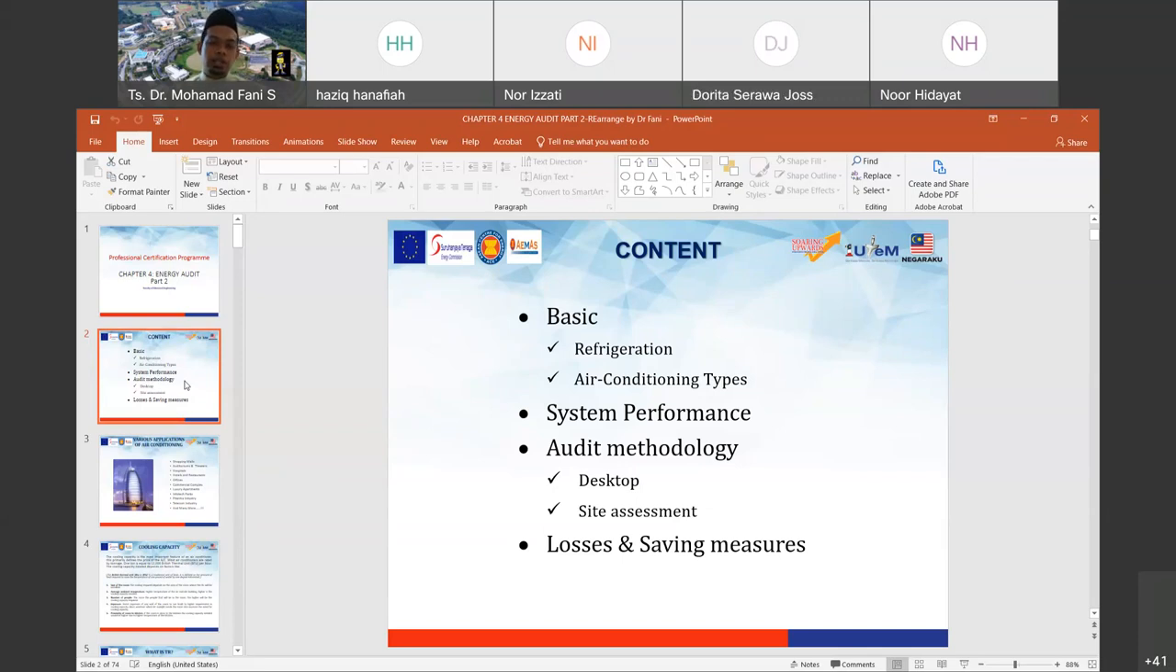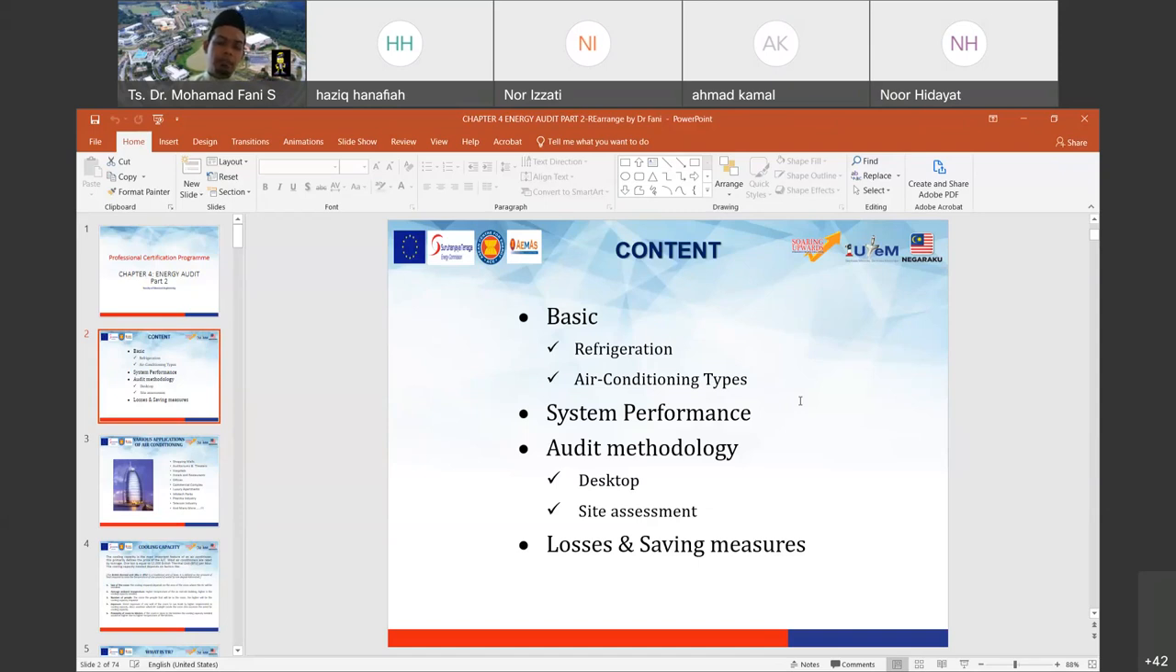Because in Malaysia, we know that most buildings, especially commercial buildings, have been installed with a cooling system. There are many types of cooling systems. Inshallah, in this introduction we are going to learn about the cooling system and how to do the audit for it. This slide shows the basic content: the basic introduction to air conditioning system types, refrigeration system performance, audit method on desktop, site assessment, and losses and saving measures.